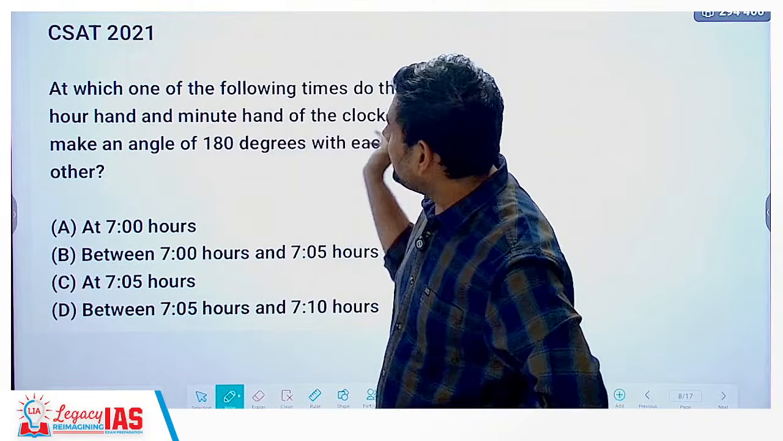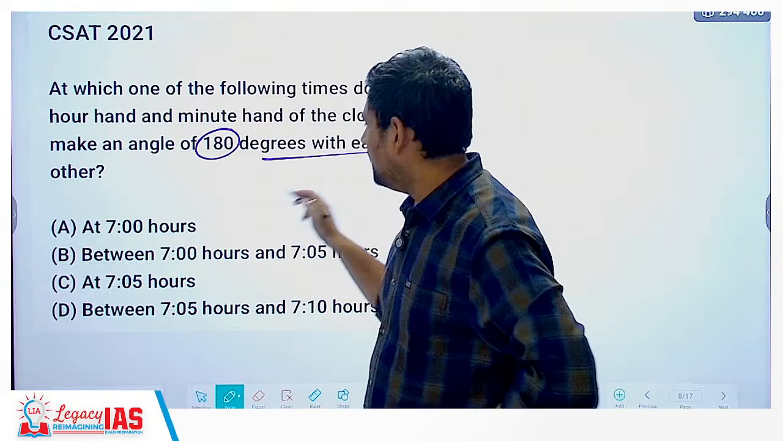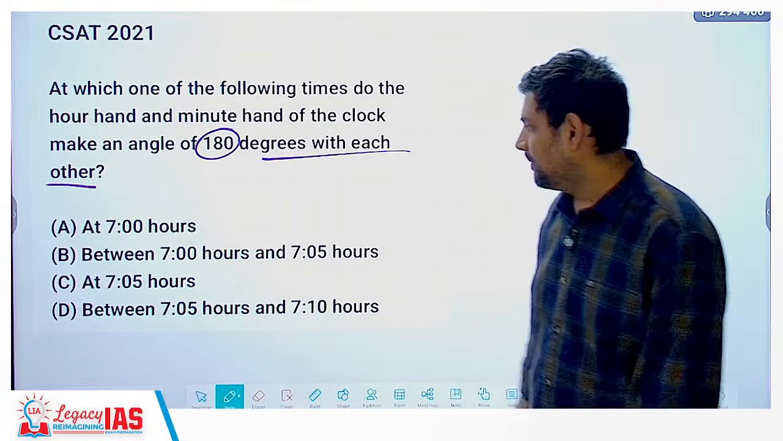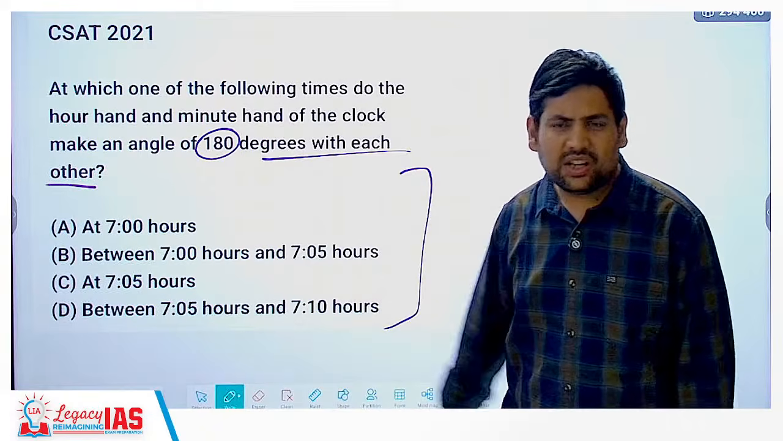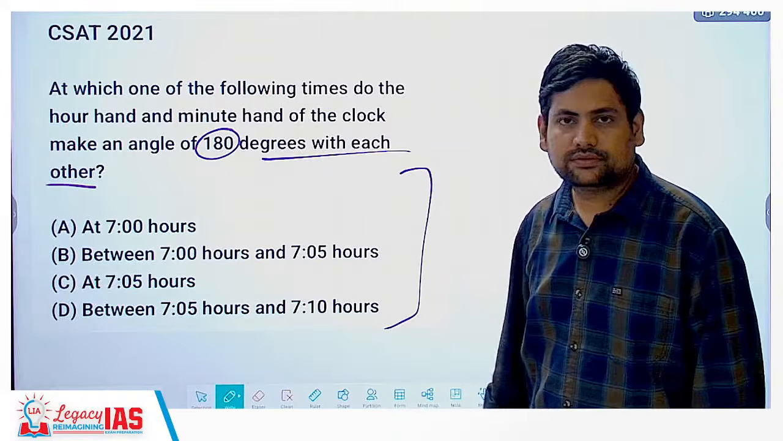at which of the following times do the hour hand and minute hand of a clock make an angle of 180 degrees with each other? Try this. You can also do it. The options are made in such a way that you don't have to calculate even, if you can just feel it.